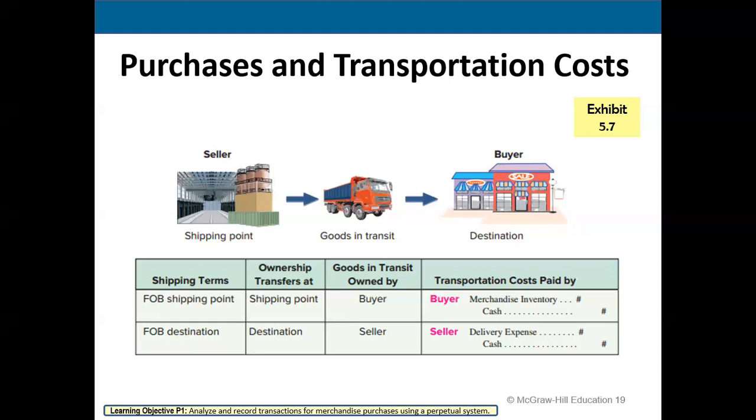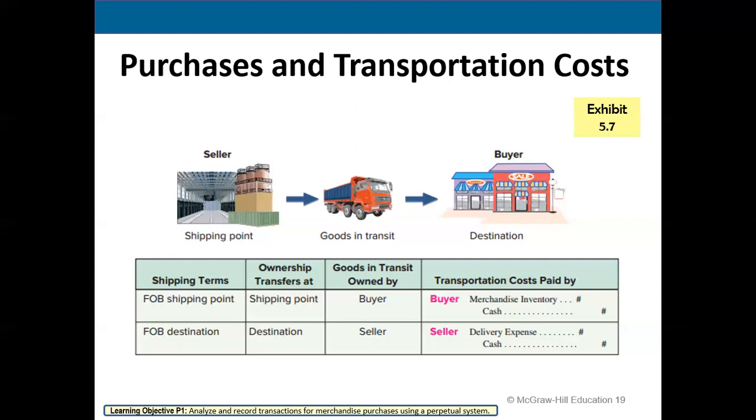So just recognize that when we as a buyer, a purchaser, purchase something FOB shipping point, it becomes ours as soon as it's loaded on the truck at the shipping point. And that means the cost of that shipping is borne by the buyer, by us, and we're going to add that to our inventory. The second type of transportation cost structure or term is what is called FOB destination, or freight on board at the destination.